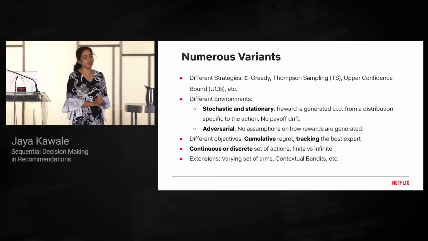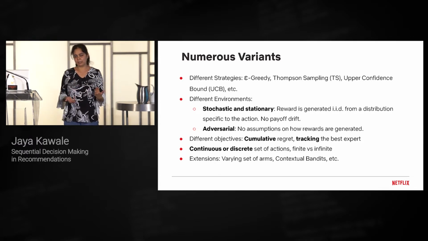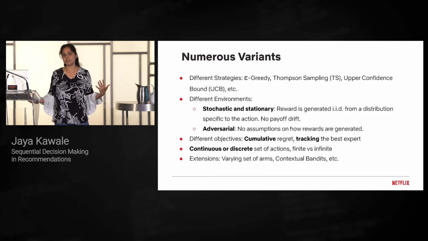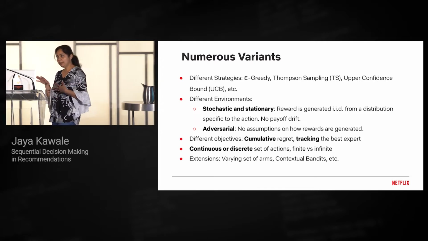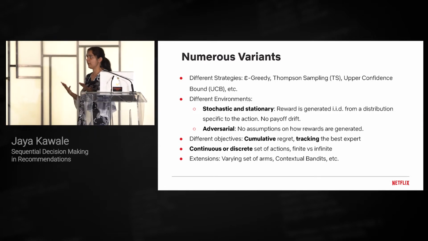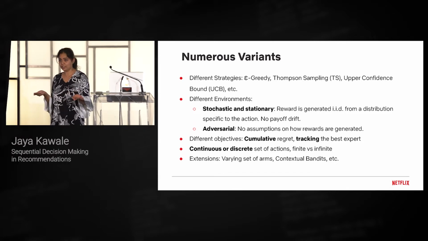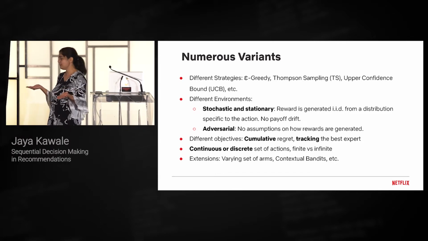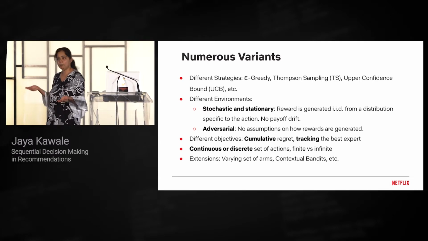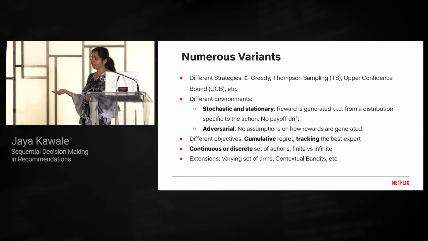Multi-arm bandit techniques have been studied in the literature for a lot of years, and you can find a whole bunch of literature around them. But broadly, they can be classified into multiple categories. For example, there could be different strategies that can be used for exploration versus exploitation: simple epsilon greedy approaches, Thompson sampling, upper confidence bound, or other approaches. There could be different assumptions that could be made on the environment.